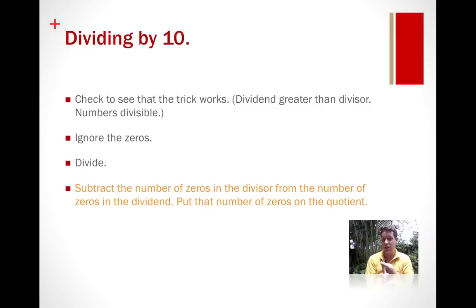Okay, so dividing by 10, first, check to see that the trick we just learned works. And it works if the dividend is greater than the divisor and the numbers are divisible. Also, if that's true, then just ignore the zeros, then divide, and then subtract the number of zeros in the divisor from the number of zeros in the dividend. Put that number of zeros on the quotient, and you'll be able to solve a lot of division problems. Not all of them, because if they don't work for our trick, then you can't. But this will work for a lot of division problems, and you'll be able to divide huge numbers all in your head.